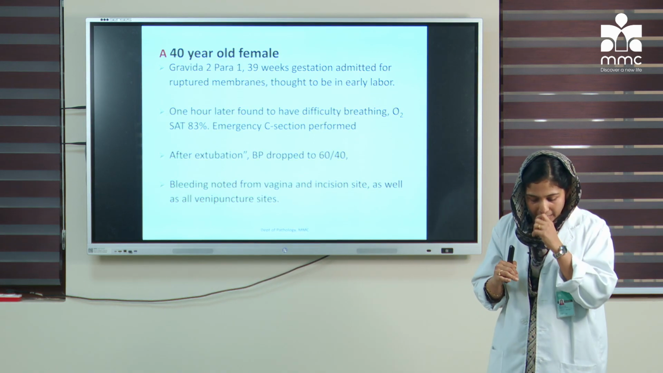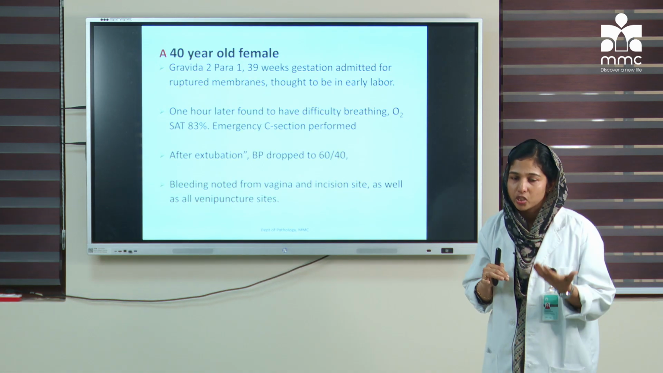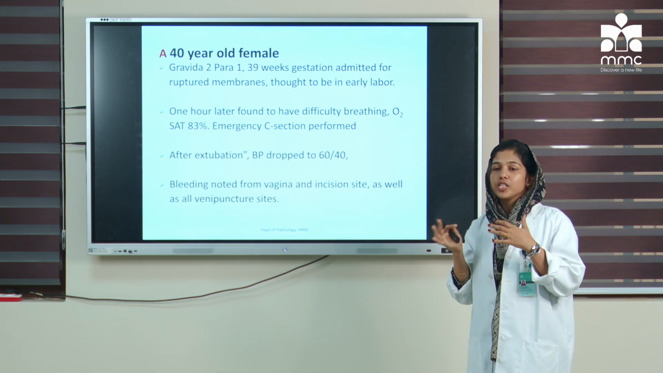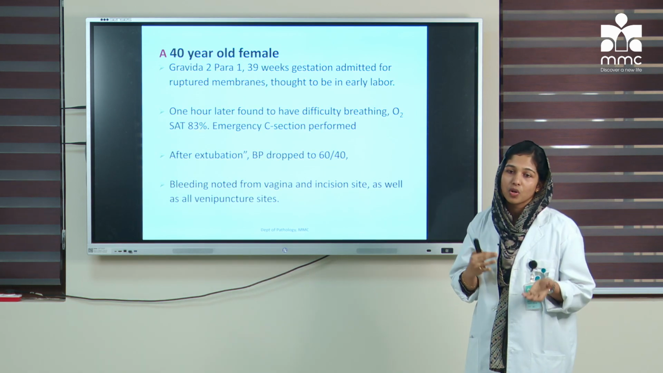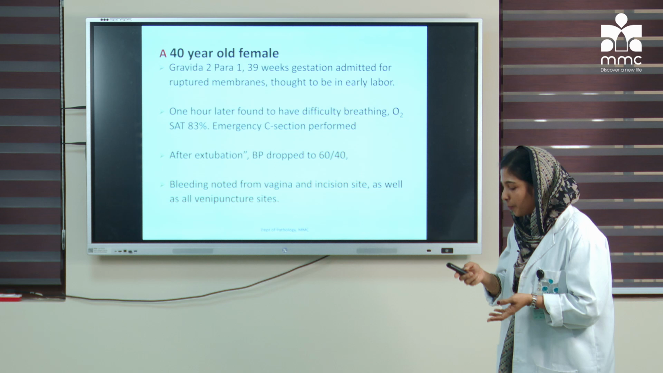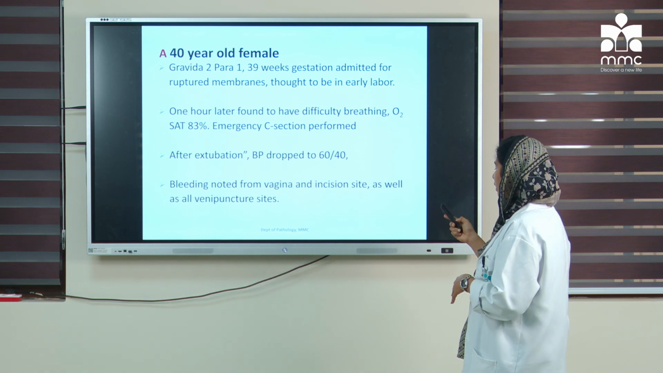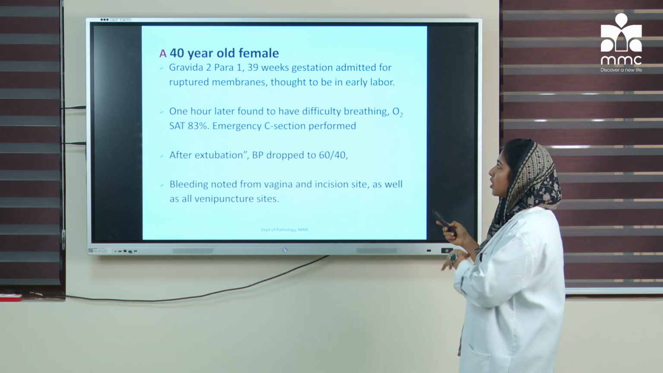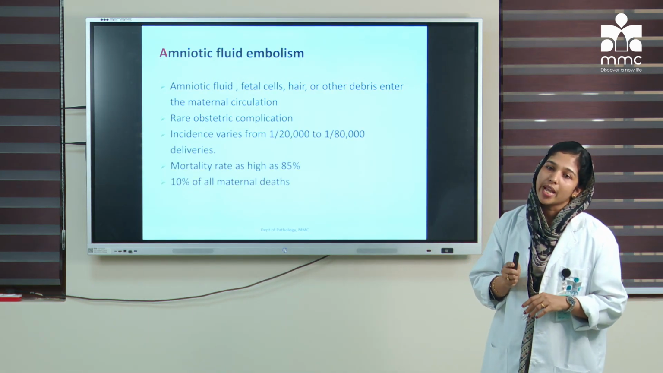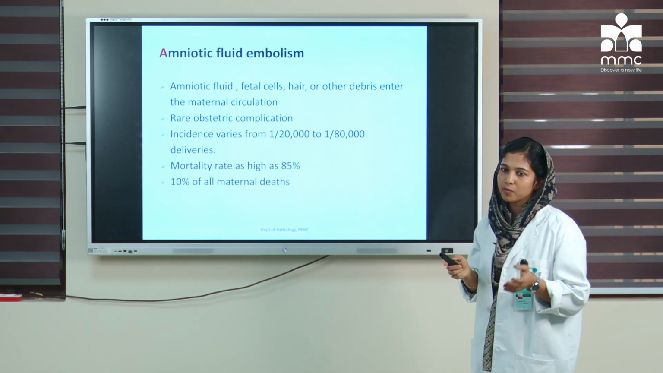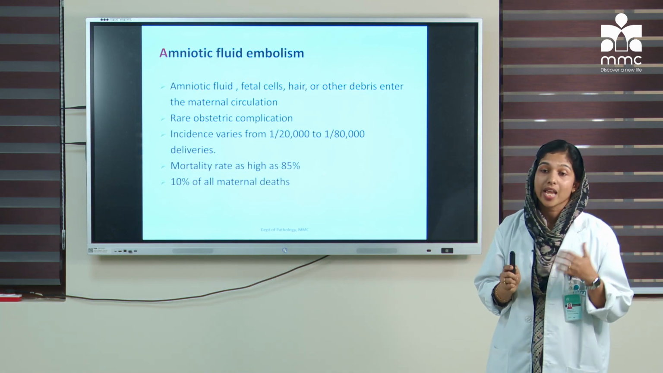So, this is a case of a female in labor, presenting with ruptured membranes, associated with dyspnea, difficulty in breathing, saturation fall, hypotension, and bleeding from multiple sites. So, what is the diagnosis? A pregnant lady presenting with this type of clinical features, associated with the ruptured membrane, what is the clinical diagnosis? This is the case of amniotic fluid embolism. At autopsy, she died, because the mortality rate is very high. You can see mortality rate is as high as 85%.